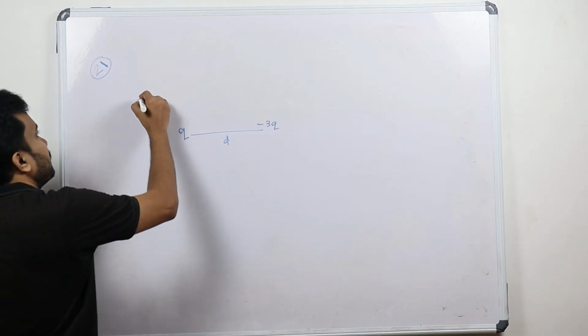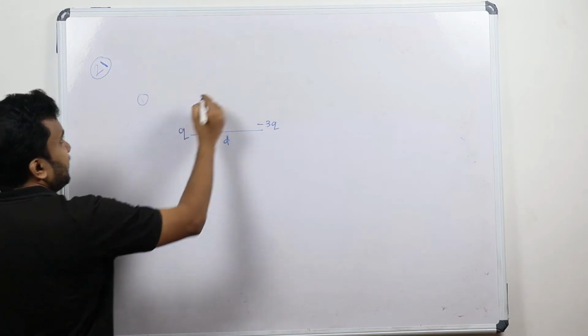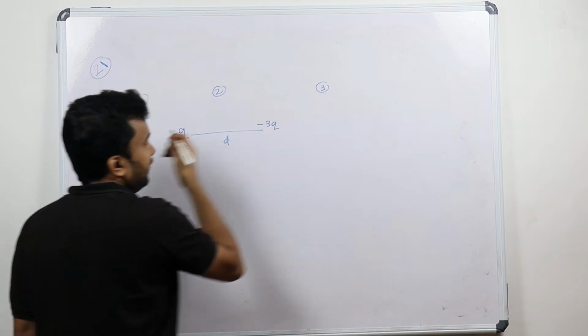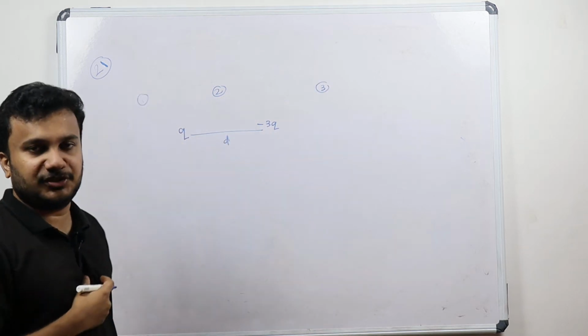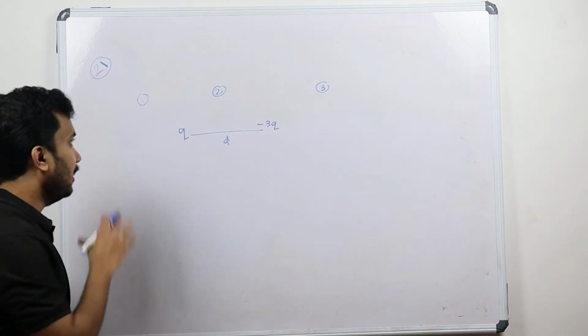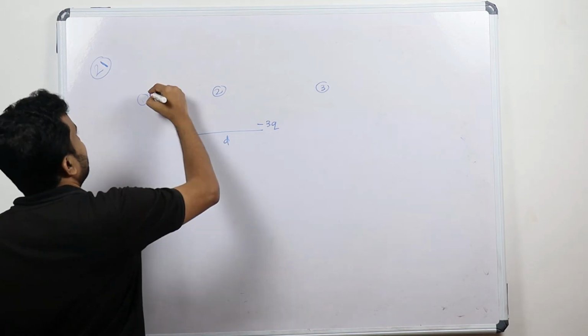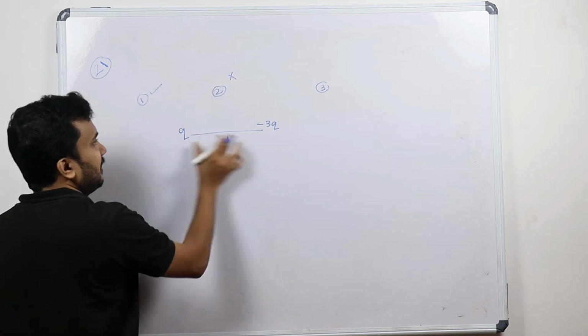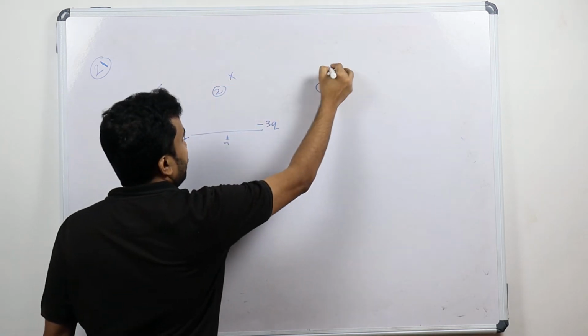So there are three positions. Number one, either I can place it on the left side, or I can place it in between these two, or I can place it towards the right side. What will come as an answer for this? I can directly say the answer is the left side, towards the left. It should not be somewhere in between the two charges or somewhere towards the right.